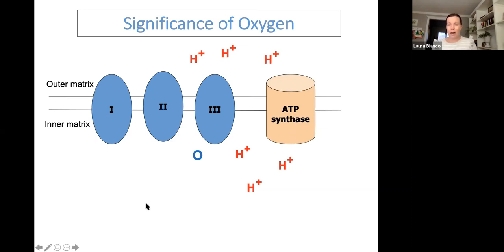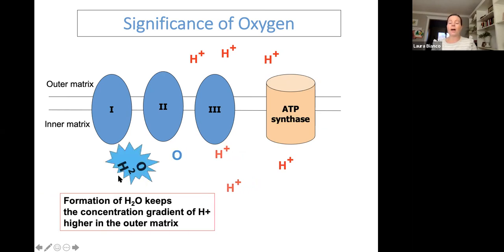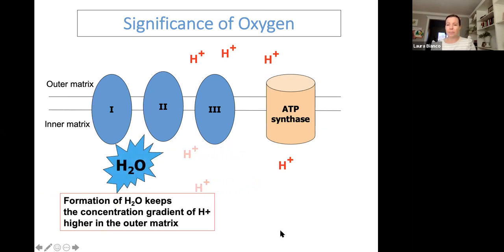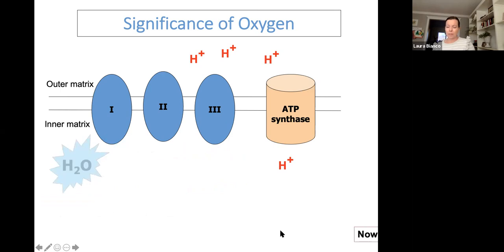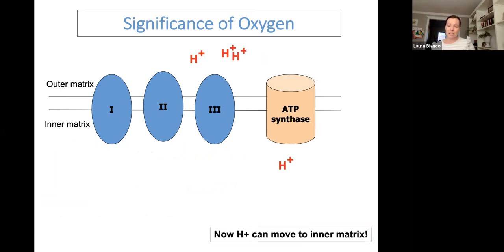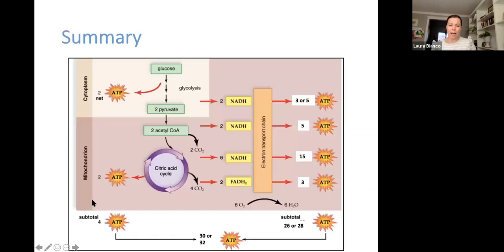So to solve that problem, we have oxygen present in the mitochondria. If oxygen is present, you could see what just happened. It's going to combine with the hydrogen ions as they move in to form water. And then that allows more hydrogen ions to move back in.